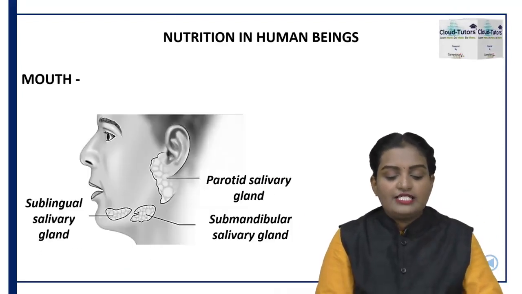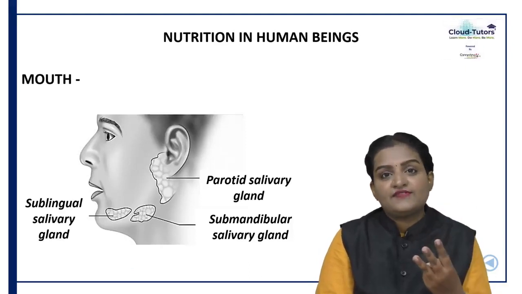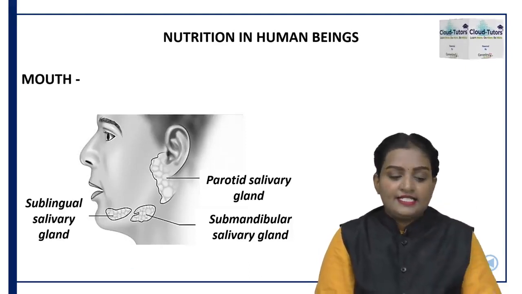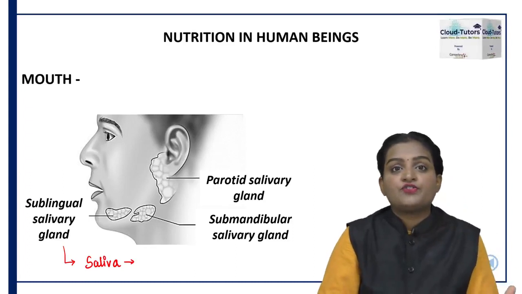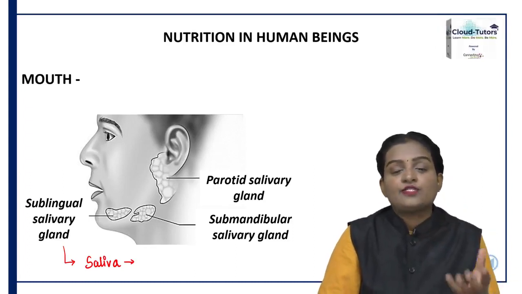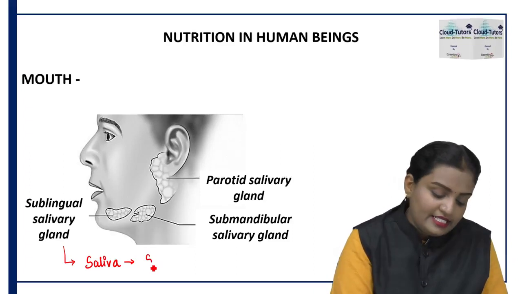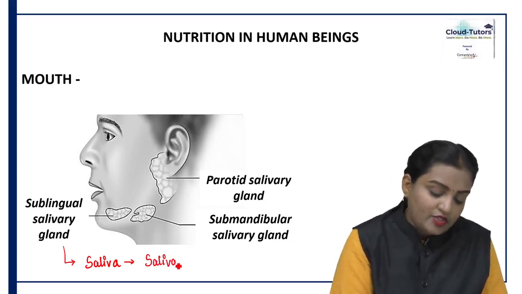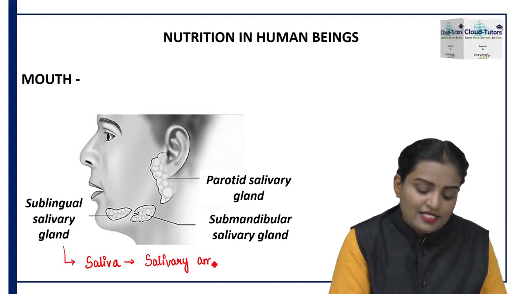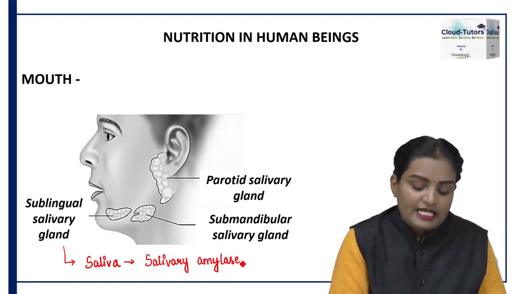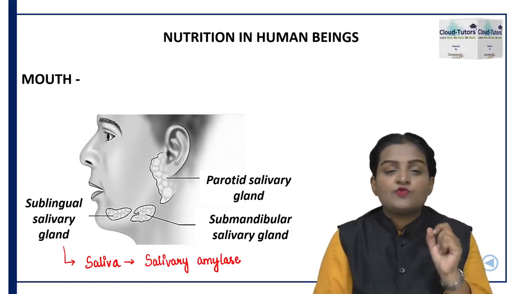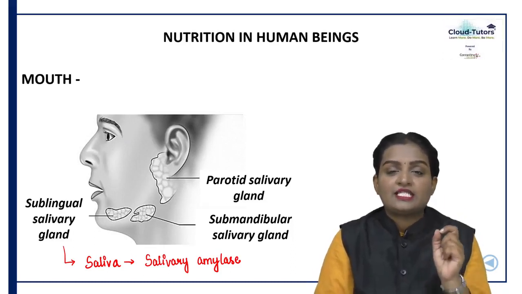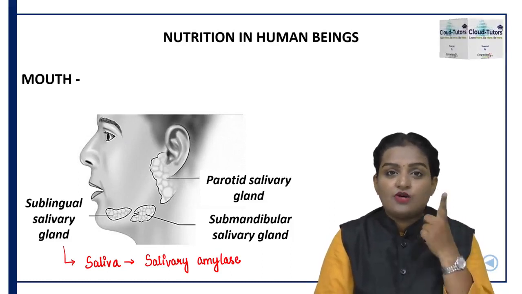Now coming to the salivary glands, I told there are 3 salivary glands. The main point here is these salivary glands secrete saliva. Saliva, majority its composition is made up of water. It has one main enzyme, that is salivary amylase. So digestion actually starts in the mouth itself, wherein salivary amylase enzyme acts on carbohydrates. So carbohydrates, the complex carbohydrates such as starch digestion starts in mouth itself.